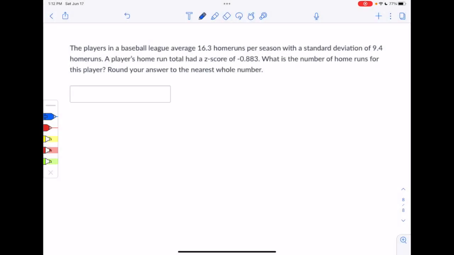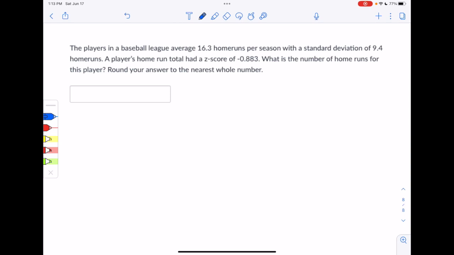This one comes from section 3.5. The players in a baseball league average 16.3 home runs per season with a standard deviation of 9.4 home runs. A player's home run total has a z-score of negative 0.883. What is the number of home runs for that player? Round your answer to the nearest whole number.